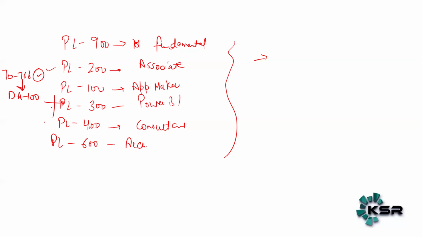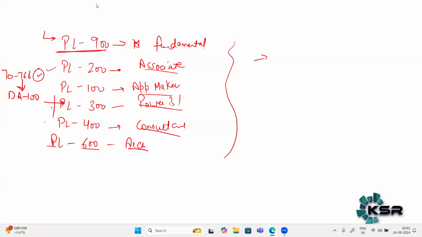So if you want to go with the basic one, this is how you should go: PL 900 first, after going through this course. Then depending on your interest, you can go for Power BI, you can go for consultant, then you can go for app maker, associate. Once you are done with all these things, then you can go for the architect one. I think Dipti is mentioning PL 100 is not available now, so this is also retired. These things keep on happening: they will retire some, they will add some.